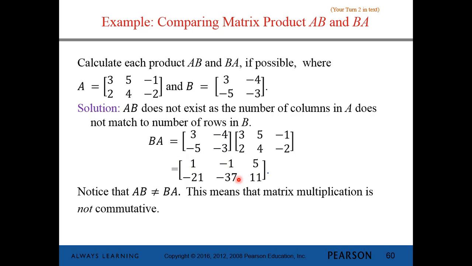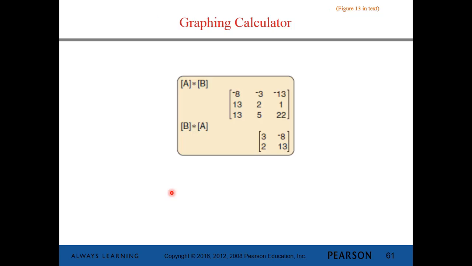product matrix. And so notice that AB is not equal to BA. So the commutative property does not work for multiplication of matrices. So it's not commutative. Okay.